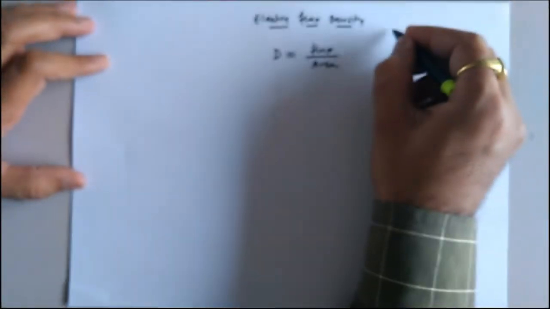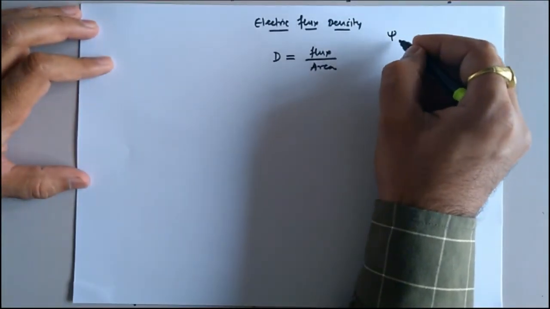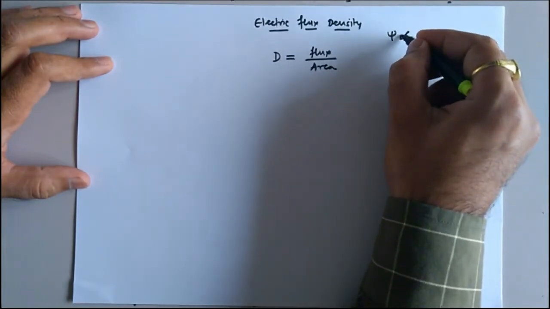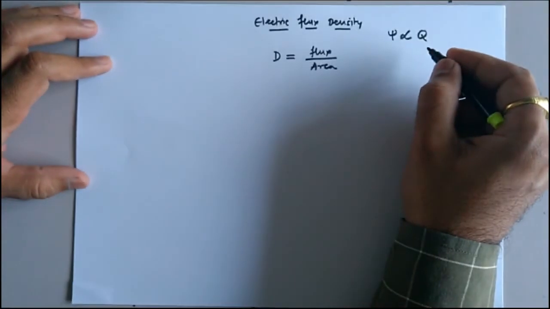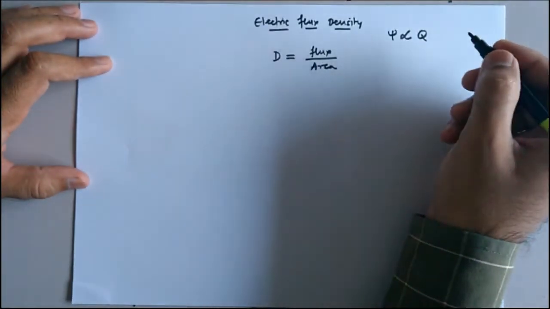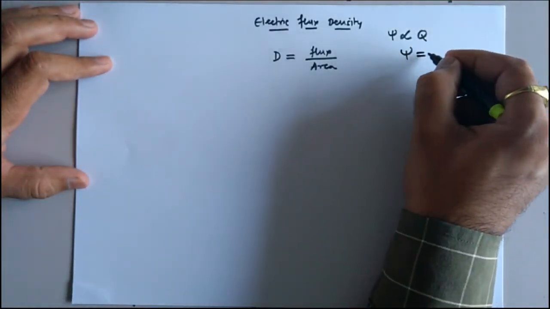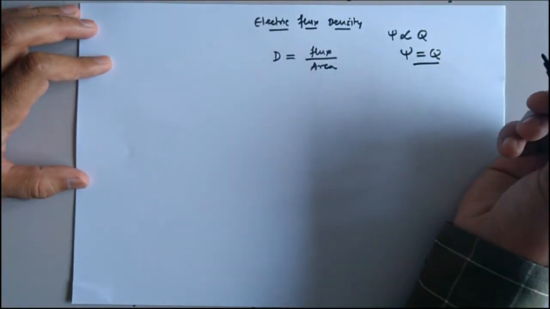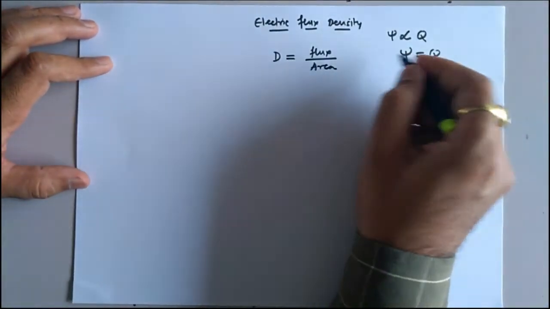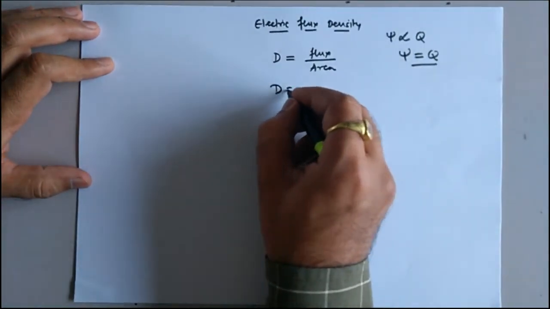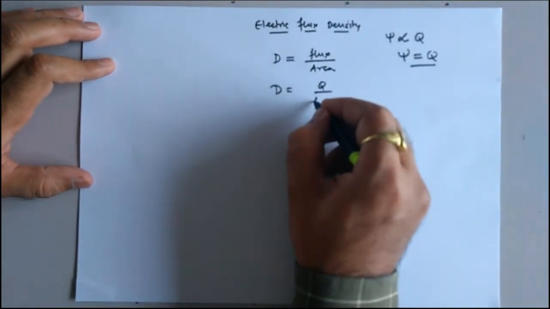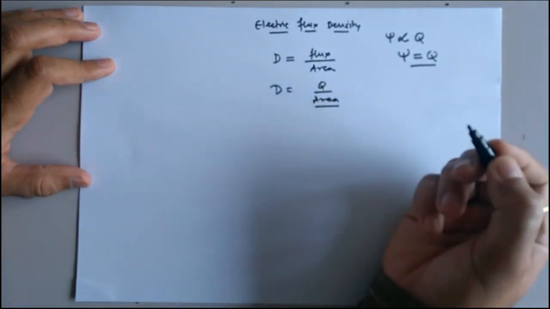Now Professor Michael Faraday experimentally found that the electric flux, indicated by symbol psi, is proportional to charge, and the constant of proportionality for SI standard unit is 1. Therefore, we can write psi is equal to Q. So, by using these two equations, we can write electric flux density is nothing but charge per unit area.